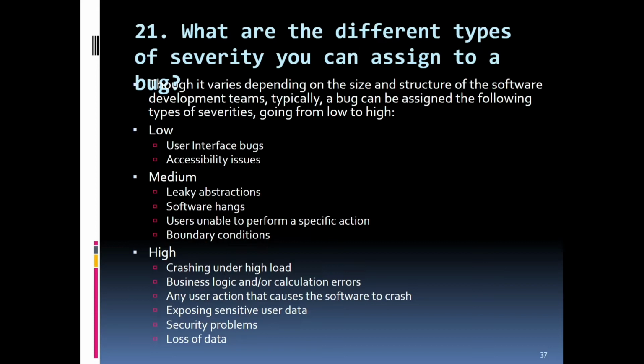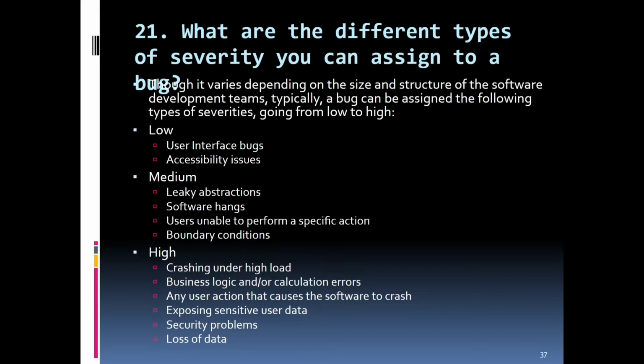User unable to perform a specific action. For example, you want to sign out, or sign in, or click on some button to perform some action, like making a payment, and you're not able to do that. That can come under medium. And some boundary conditions, so those all come under medium.